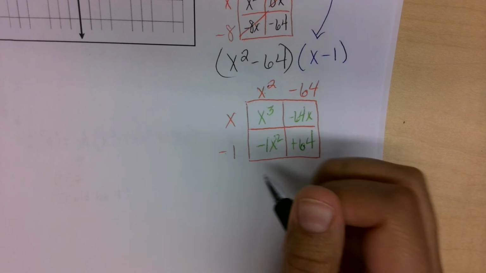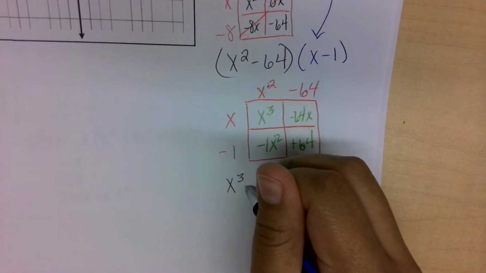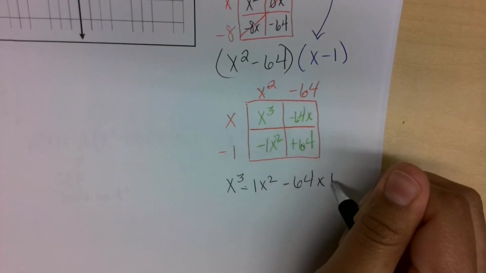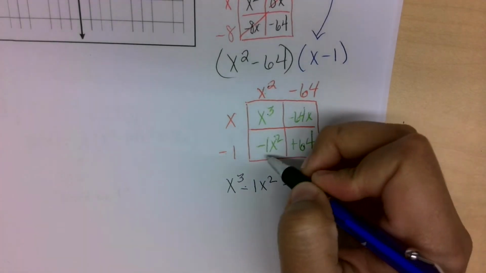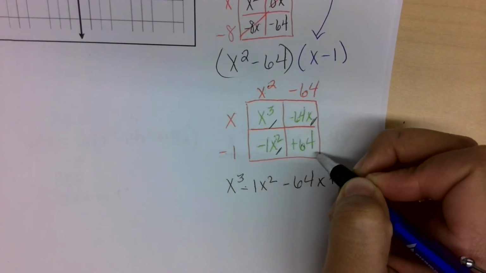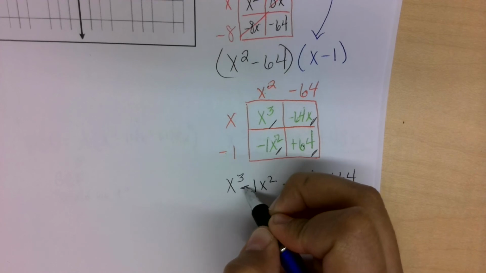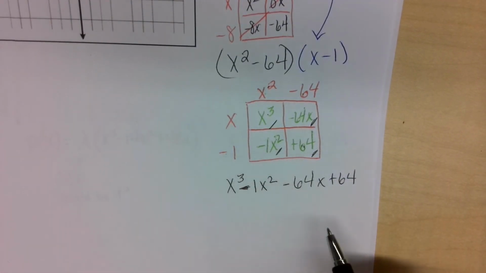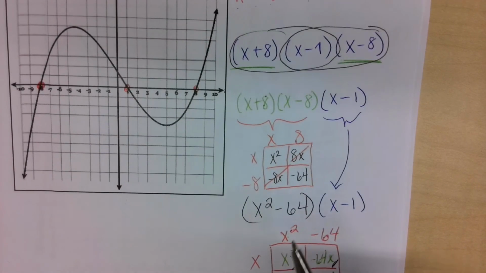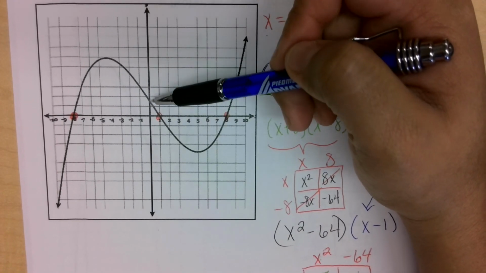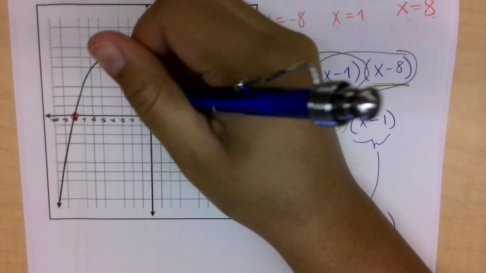So if we look at this, we're going to have x to the third, negative 1x squared, negative 64x, and positive 64. Notice that none of them combined because this was x to the third, this was x to the second, this was just x, and this was just a constant. So here's my answer. Now, is this the correct equation? Well, let's look at the y-intercept. The y-intercept is 64. Therefore, the graph should be crossing the y-axis way up here at 64, but it's not. It's actually down here, right in the middle.